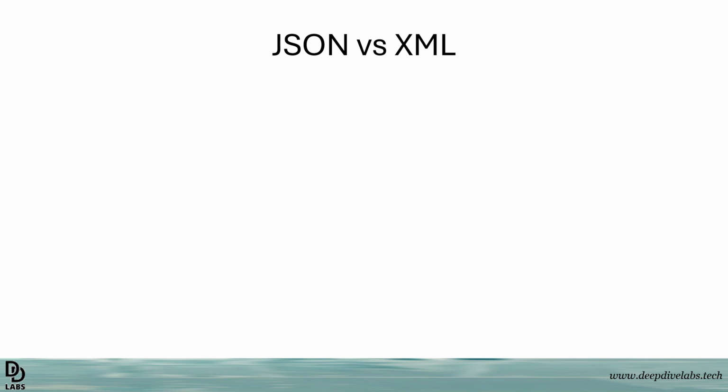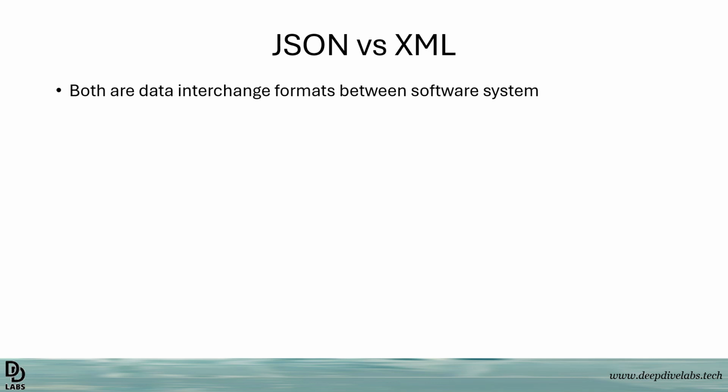So now let's take a look at the difference between two very popular data formats. One is called JSON, the other is XML, right? So we've taken a look at XML. JSON is also a data interchange format. So both JSON and XML are data interchange formats that are used between software systems.